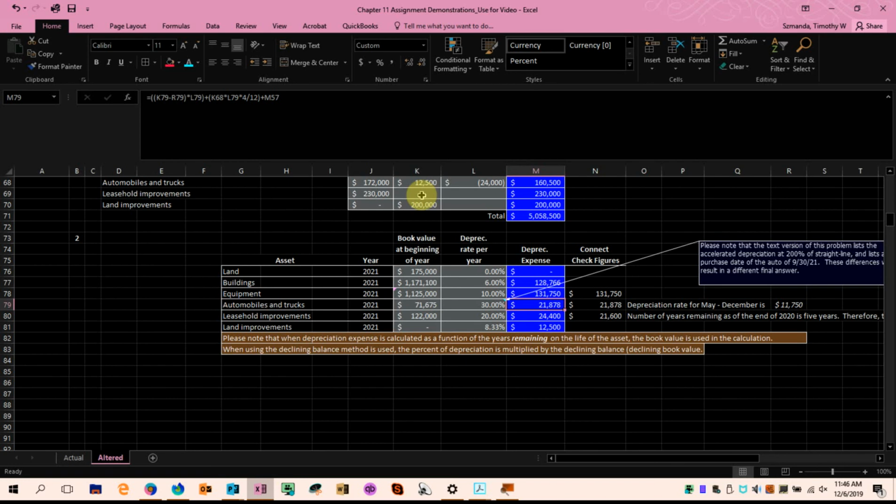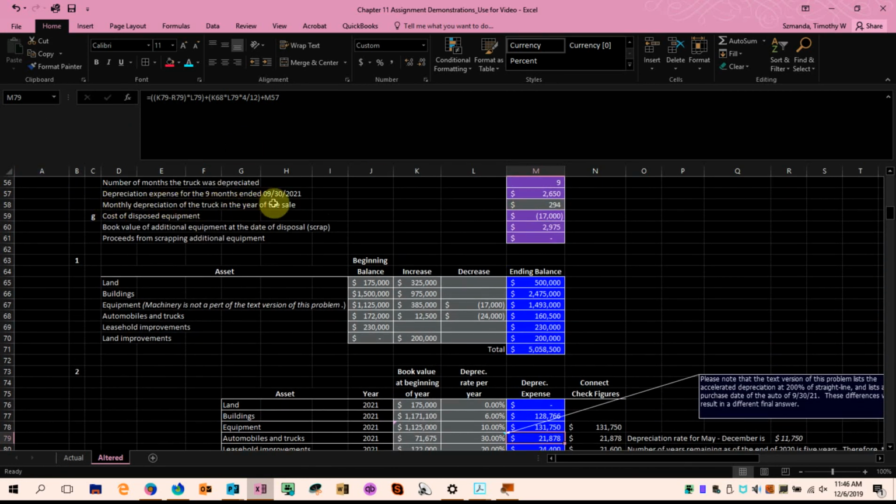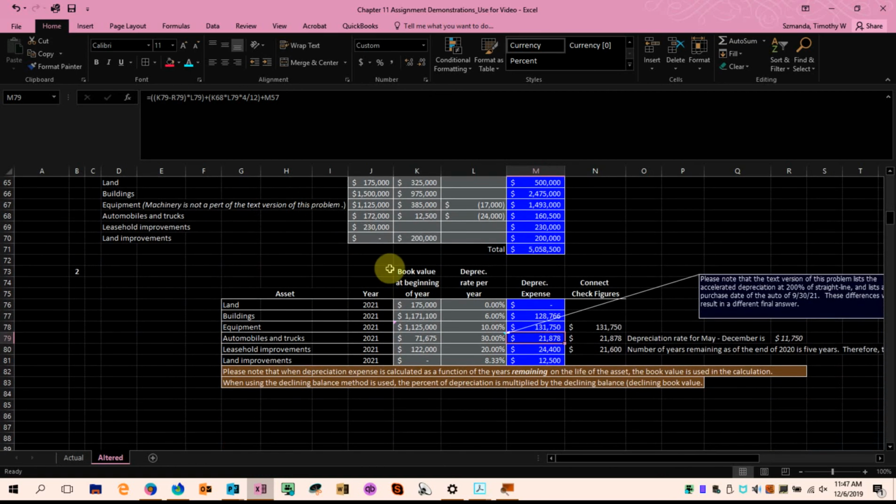Then we have a third component of depreciation for autos and trucks. And that one is given to us as a depreciation expense for the 9 months ended, which is $2,650. So that is just given to us. That's a depreciation for the cost of the truck. So we're going to have to add that depreciation in too. So there are really 3 components of depreciation for automobiles and trucks to get to our $21,878, which is the actual value you need to arrive at.